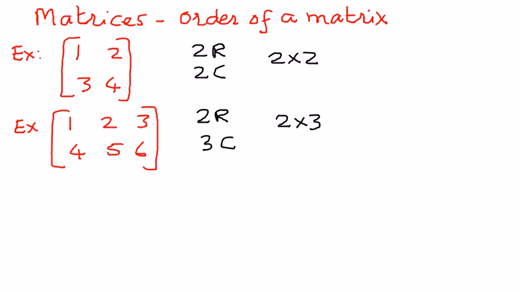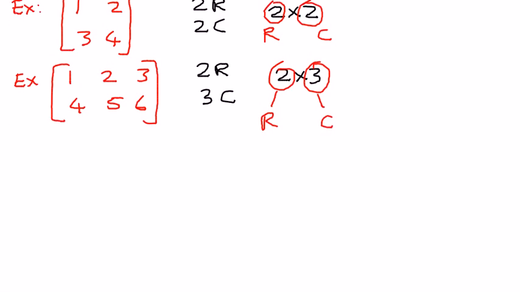matrix. The first number always represents the rows, the second number always represents the columns. The first number always represents the number of rows, and the second number always represents the number of columns. Okay, so that is one easy way to remember things.